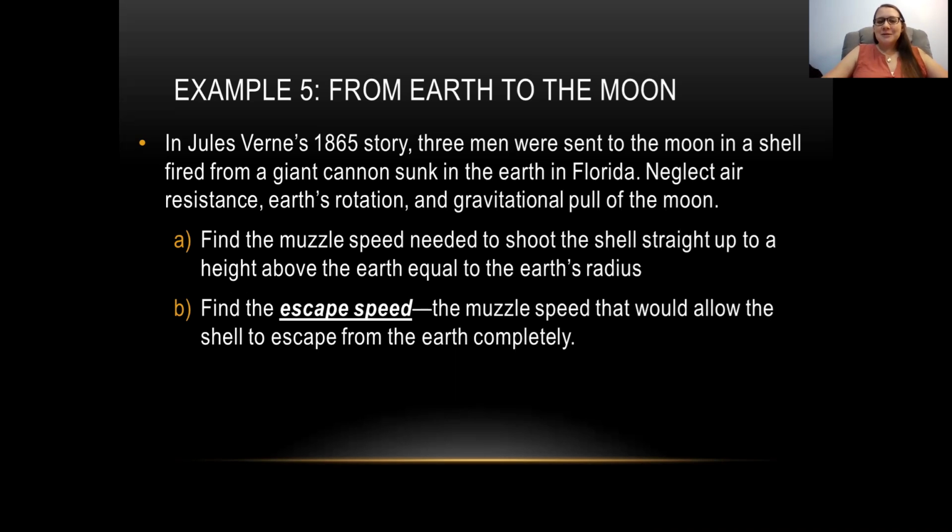Okay, so find the muzzle speed needed to shoot the shell straight up to a height above the Earth equal to the moon's radius. So if we just fired it straight up to the moon, how fast would we need to launch them? And then find the escape speed, which is the speed that we would need to launch them to allow this shell to escape from the Earth completely. So not be sucked into orbit around the Earth. It can just leave the Earth's orbit completely.